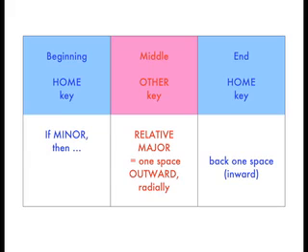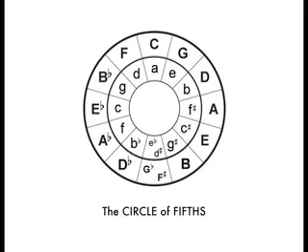If the home key is some minor key from the inner ring of your diagram, the principal other key to which the piece will move is what's called the relative major, which is the major key that's located one space outward radially. So if the piece starts in E minor, it's going to move to G major. If it starts in D minor, it's going to move to F major. And then, of course, to get back, it's just a matter of moving one space inward again to where you started.